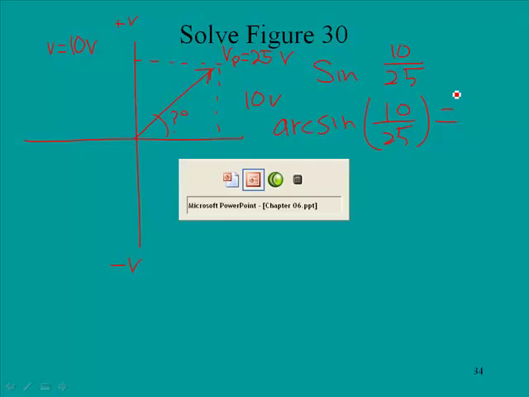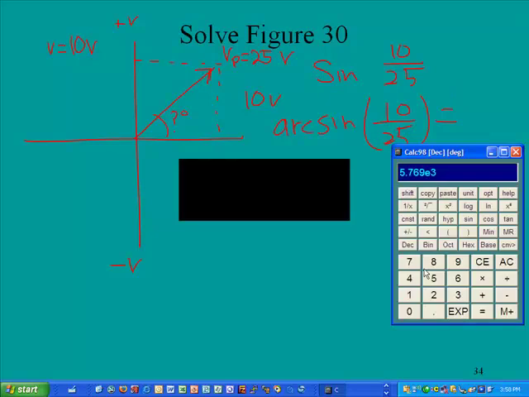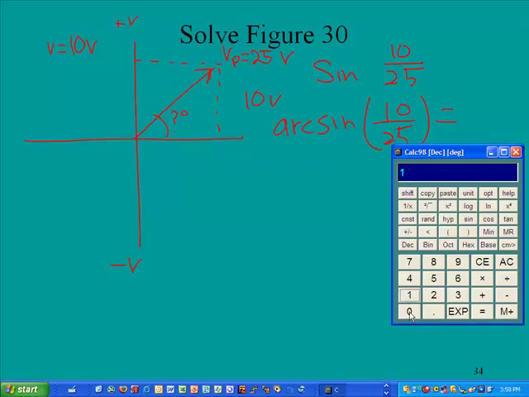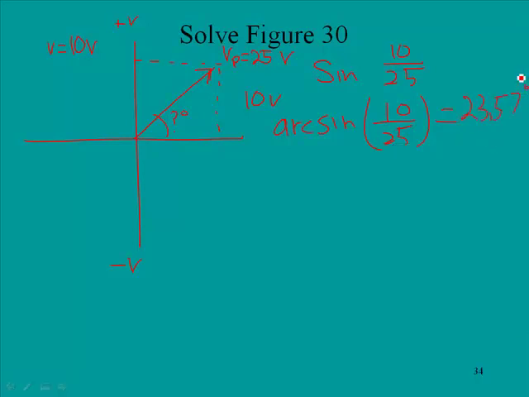That should give us the angle. So let's again grab our calculator, and first of all we will say 10 divided by 25 gives us our ratio, and then we're going to take the arc sine of that, and that gives us 23.57. So that would be 23.57 degrees, and that would be our answer for what is the angle given 10 volts instantaneous over 25 volts peak.